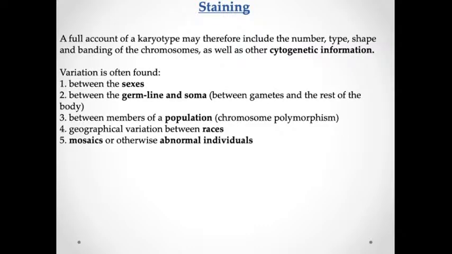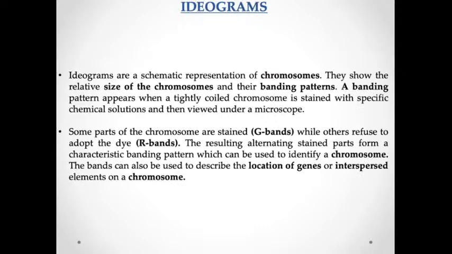So these are 6 different points, all telling you about karyotypes. Just go through them. Then comes the ideogram.